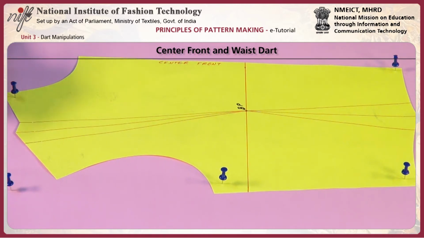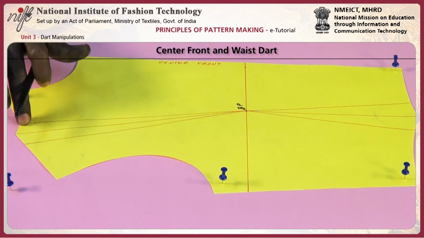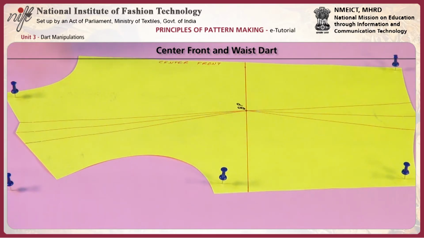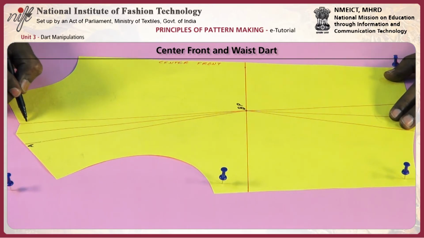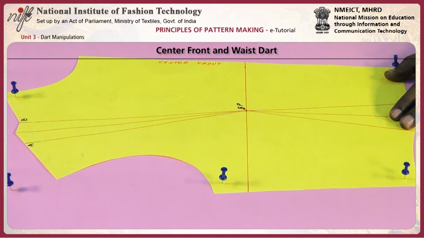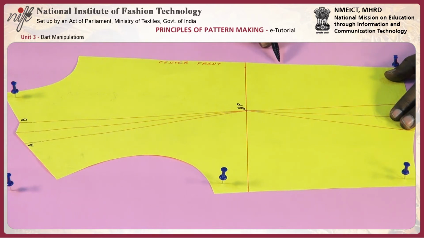Now we are making center front and waist dot. For this use shoulder and waist dot sloper. Mark A and B in the shoulder dot of the basic body sloper. Decide where you want the slash line, where you want the dot at the center front, and mark C. You can decide anywhere. I am marking here.